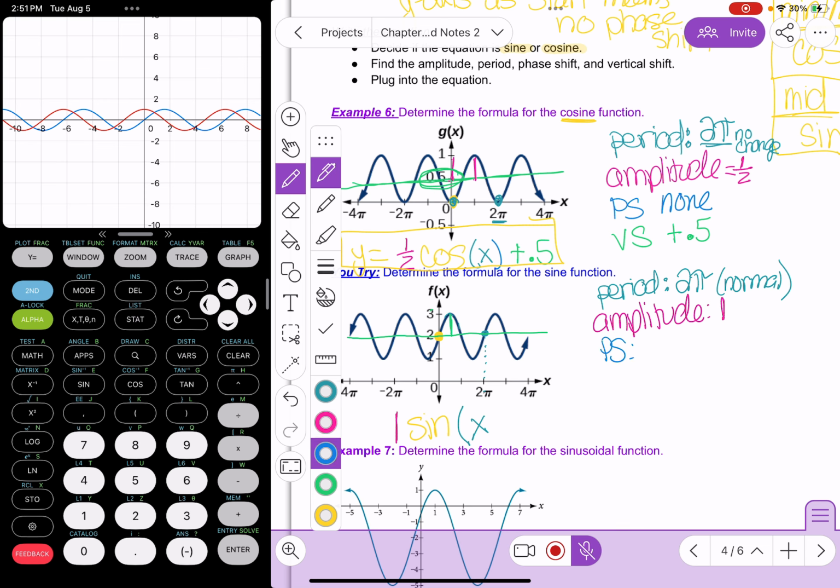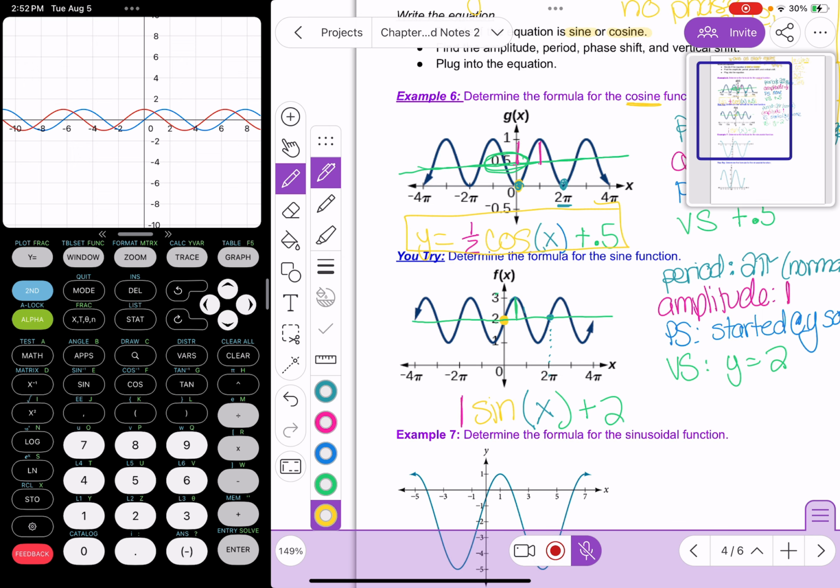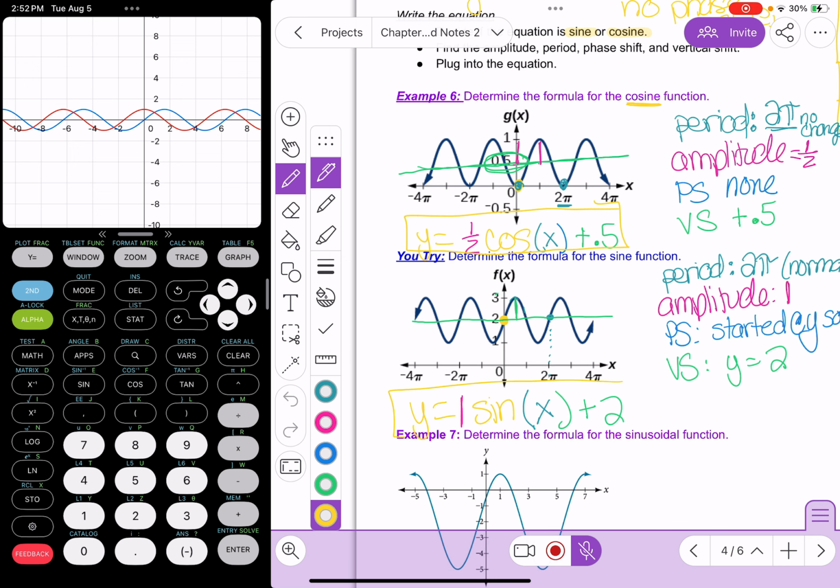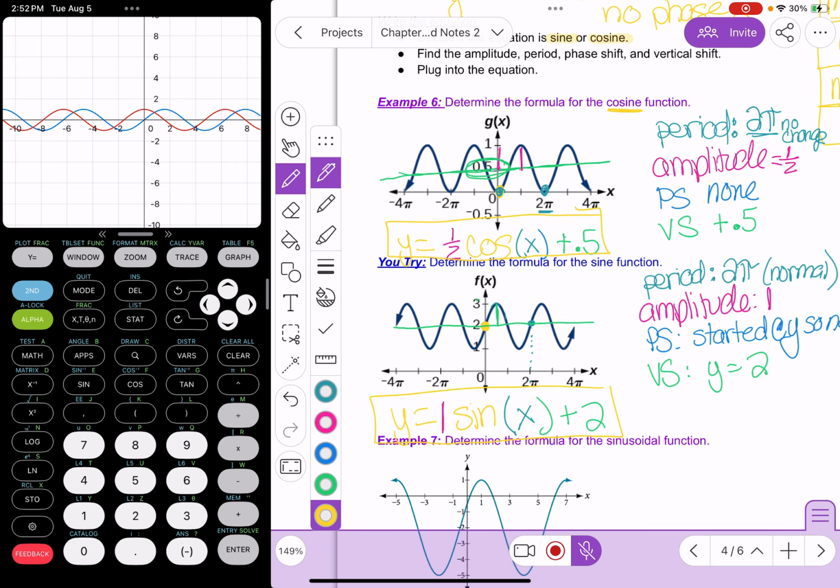Phase shift. We started at the y-axis. So none. So there's no shift. And then our vertical shift, our midline is at 2. So at the end, we're going to put plus 2. That's our equation. So we're just working backwards to find those things and then plug them into the equation.